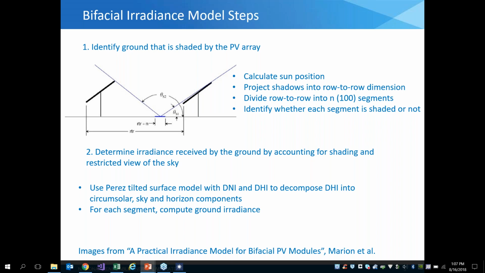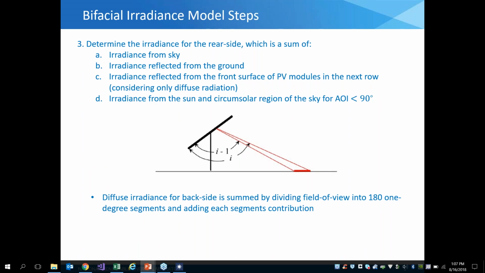Then we're going to determine the irradiance received by the ground by accounting for shading and the restricted view of the sky, and essentially use the Perez tilted surface model with the DNI and DHI to decompose the diffuse irradiance into circumsolar, sky, and horizon components. And then for each of those n segments, we're going to calculate the ground irradiance.